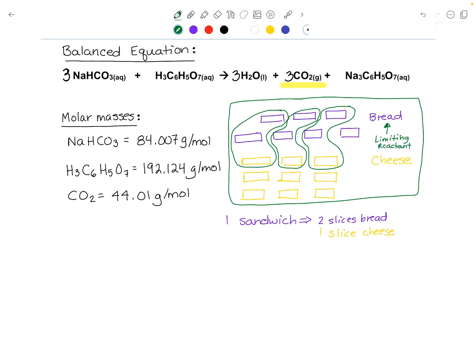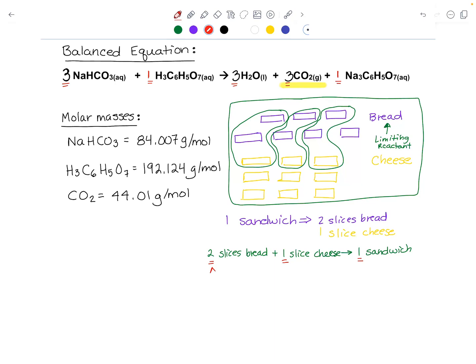Okay. If I were to write this as a chemical reaction, I would say 2 slices of bread plus 1 slice of cheese produces 1 sandwich. Okay. And these numbers right here are equivalent to my stoichiometric coefficients in my equation. When there is no number in front of your chemical, you can assume that that number is 1.